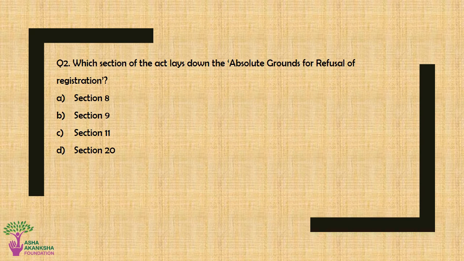Question number 2. Which section of the Act lays down the absolute grounds for refusal of registration? Option A. Section 8. Option B. Section 9. Option C. Section 11. Or option D. Section 20. The correct answer for this question is option B. Section 9.